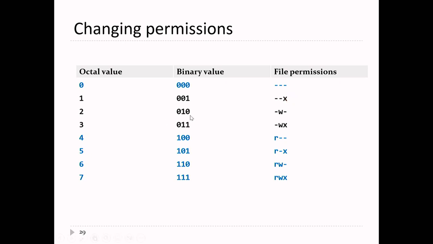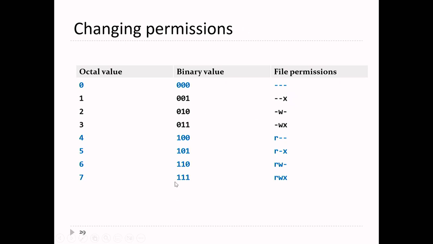2 is just 0, 1, 0 in binary. So we're going to turn on write permission for that file. 3 is 0, 1, 1, so we'll turn on write and execute permission. 4 is 1, 0, 0, so read only. 5 is 1, 0, 1, so read and execute. 1, 1, 0, read, write. 1, 1, 1, all permissions.